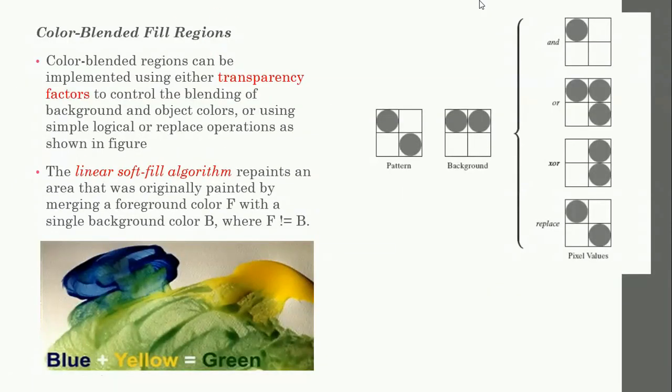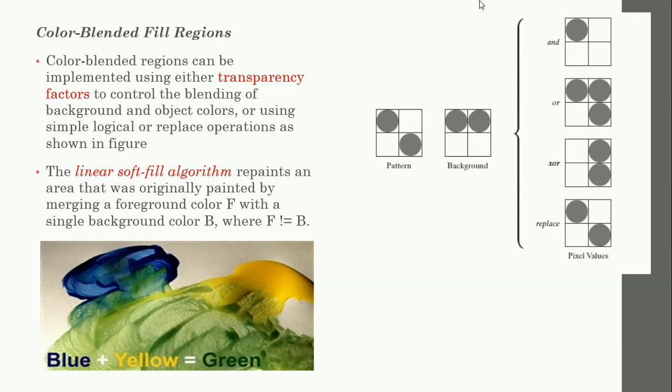Color blended fill regions. It is also possible to combine a fill pattern with the background colors in various ways. Color blended regions can be implemented using either transparency factors to control the blending of the background and object colors, or using simple logical or replace operations as shown in the figure.